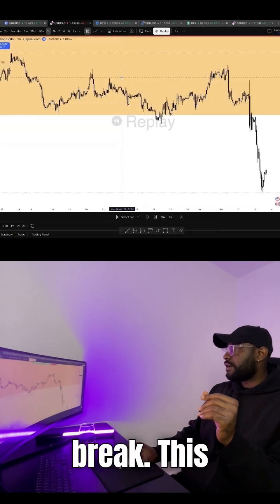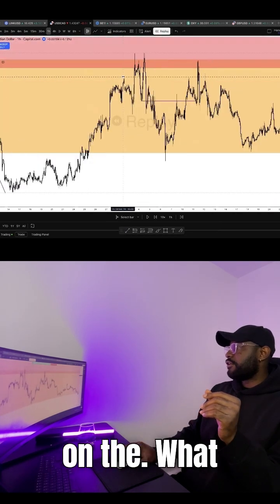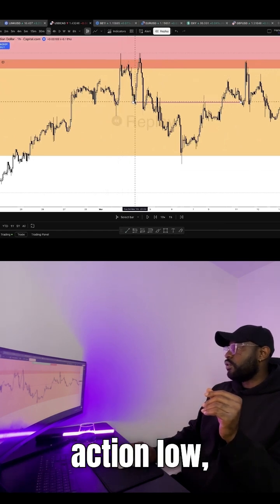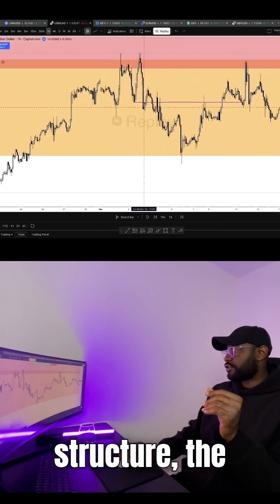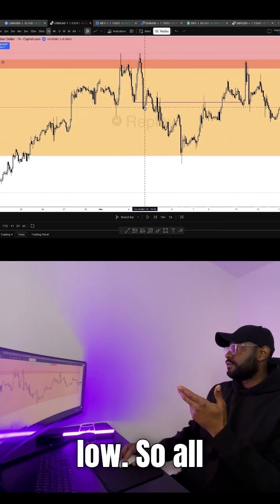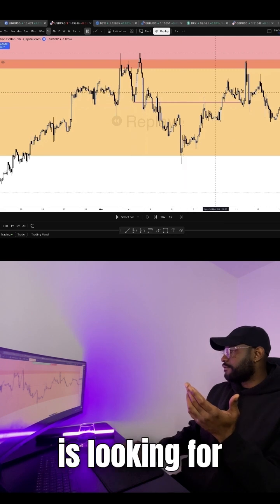You can still use your 1 hour break of structure. You can see that on the 1 hour time frame, it's literally the same price action. Low, high, break of structure. The same 1 hour low is the same 4 hour low. So all you do now is look for your entries.